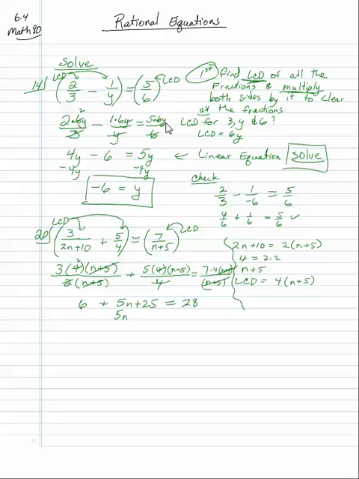So we're going to combine like terms. Subtract 31. So 28 minus 31 is negative 3. Then we're going to divide by 5, and you get negative 3/5. Then we're going to check.